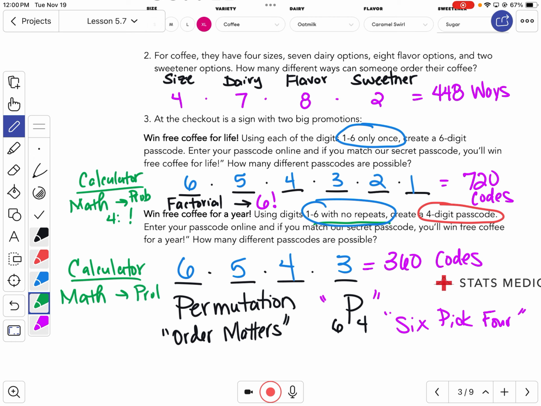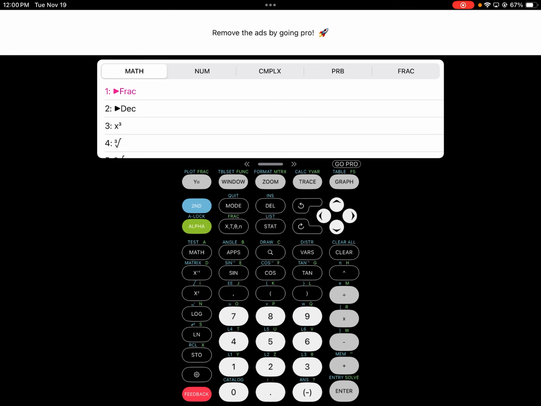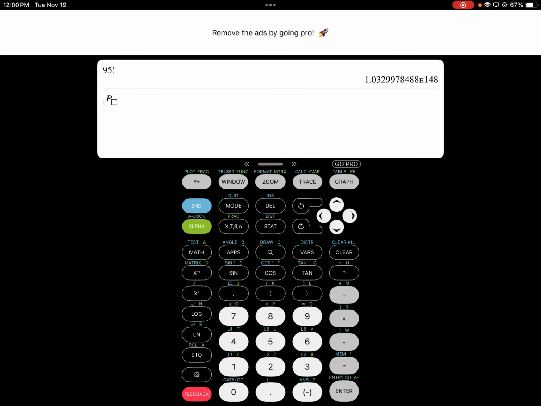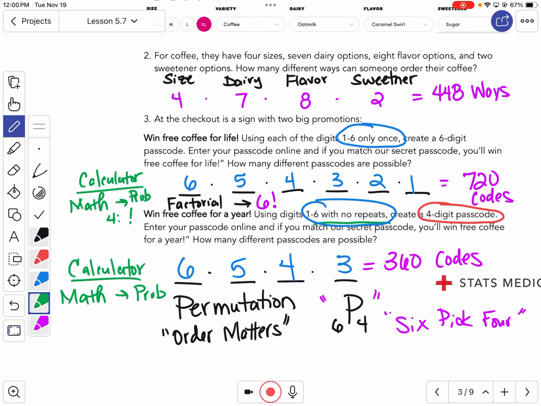To use it, you're going to hit the math button, arrow over to probability, and I think it's number 1, so let me check. Oh, I was wrong, it's number 2. It'll say nPr, for permutation. It should come up with 2 blanks for you to fill in. 6, and then 4. I hit enter, and I got 360.